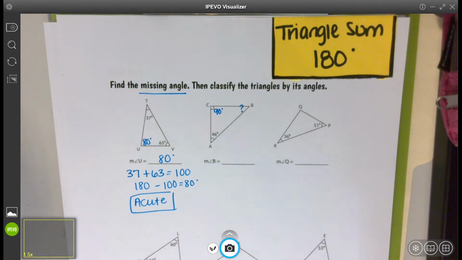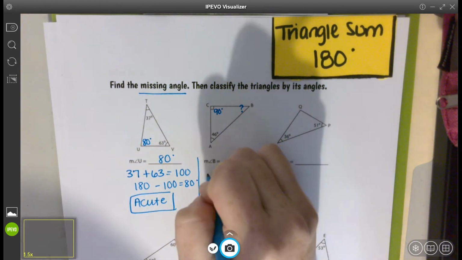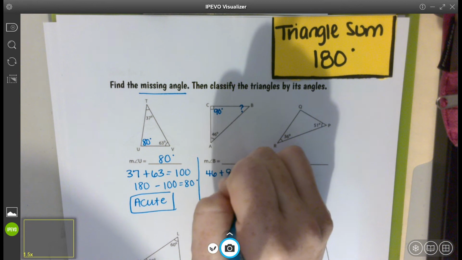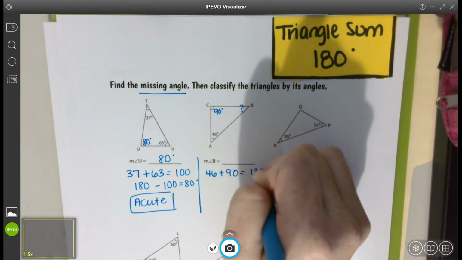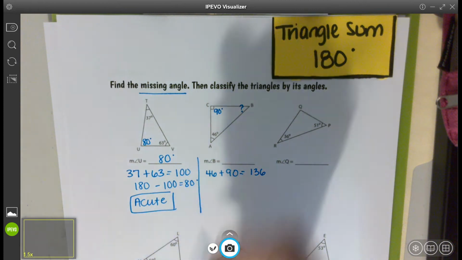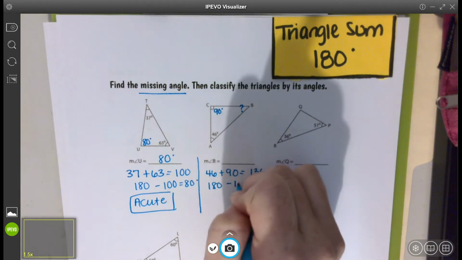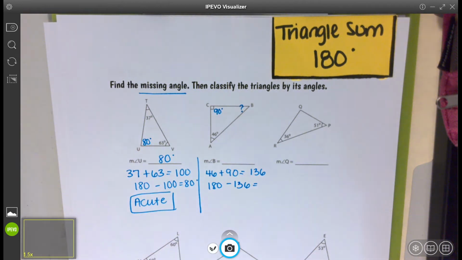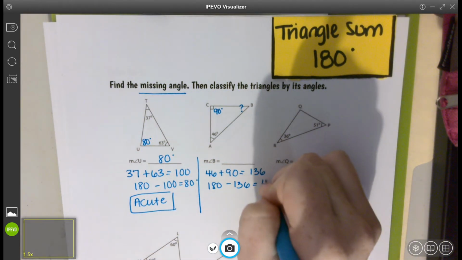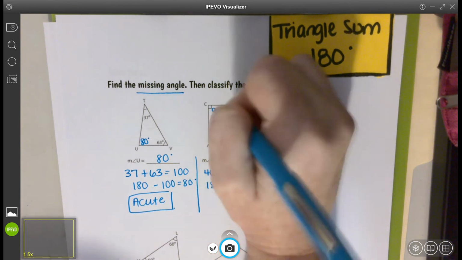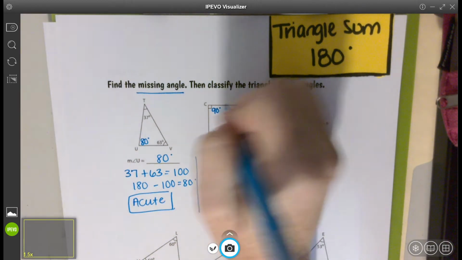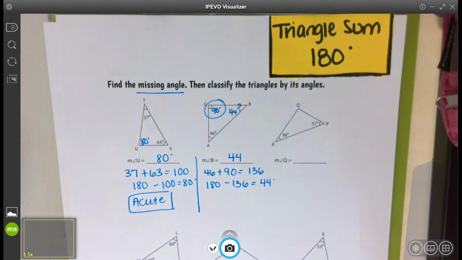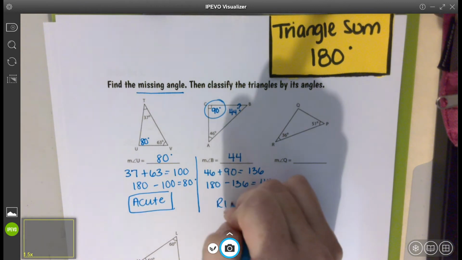So now I have the 2 angles I'm going to add. So here is 46 plus 90. So when I add them together, we get 136. And now again, I'm subtracting from 180. When I do, I get 44 degrees. Filling that in on my diagram. So now I have all 3 angles. We have one right angle, so right away I can classify this triangle as a right triangle.